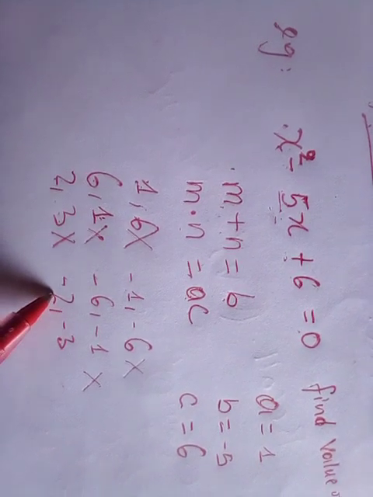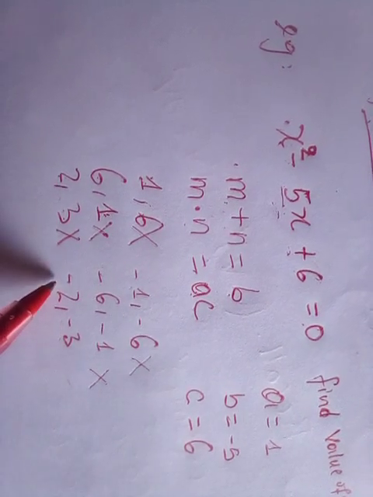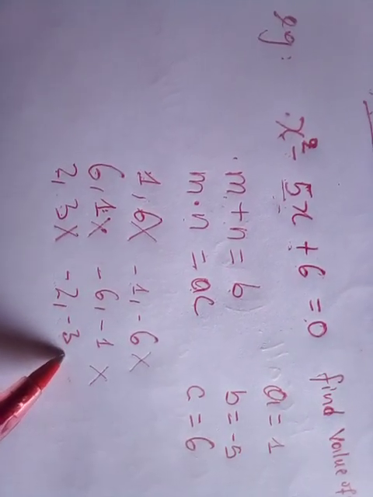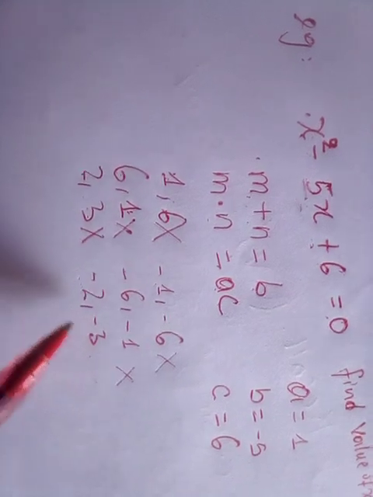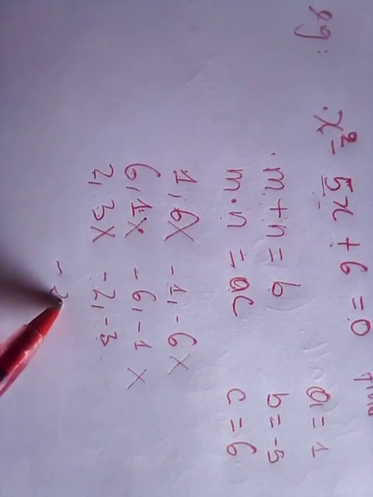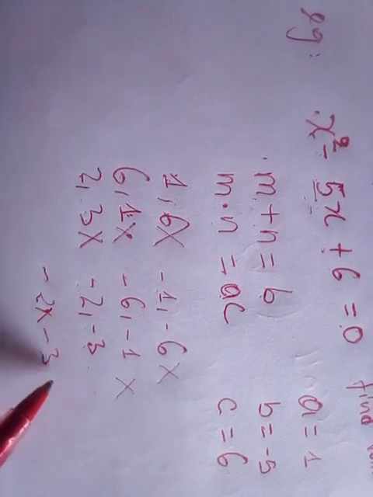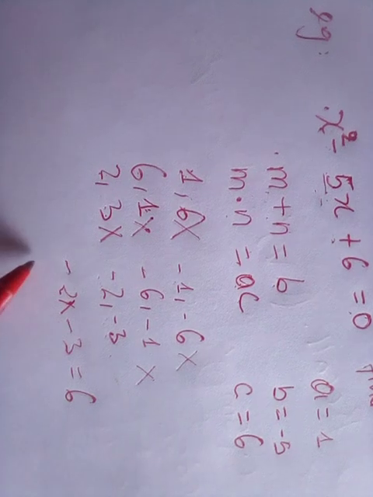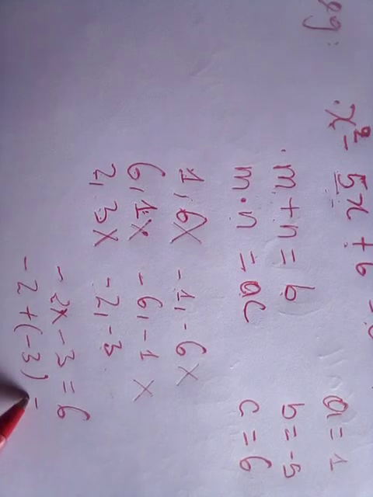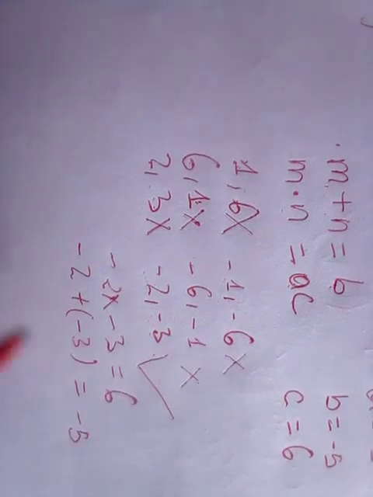Let's come here. Negative 2, negative 3. When you multiply them, you get 6. Negative 2 times negative 3 you get 6, and when you add them you get negative 5. Let's do it. Negative 2 times negative 3 you get 6, and when you take negative 2 plus negative 3, you get negative 5. So this is correct for our assumption.